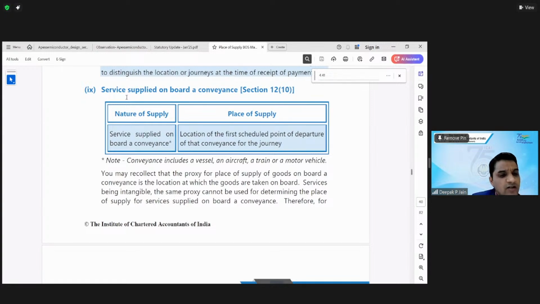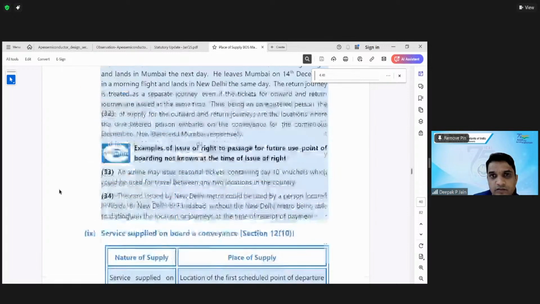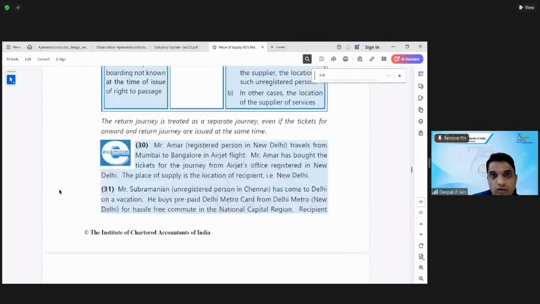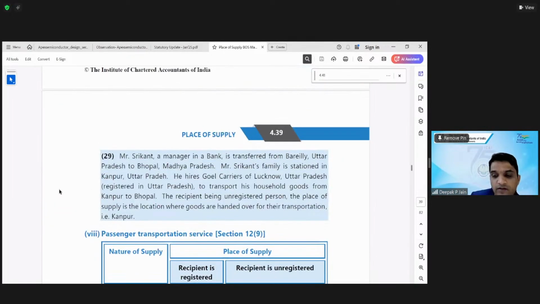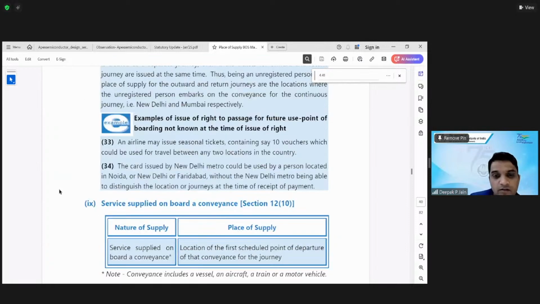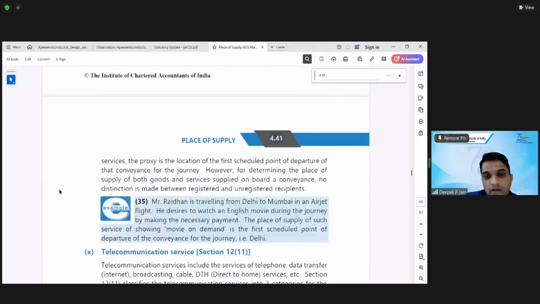Charge of GST. Good afternoon, sir. Yes, good afternoon. Sir, in place of supply, page number 4.41. Yes, 4.41. Service supplied on board a conveyance, no?